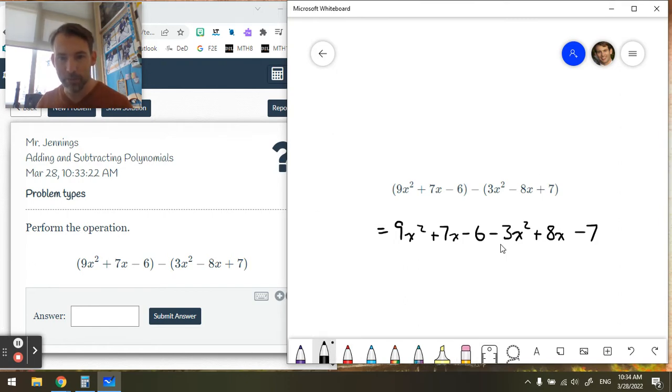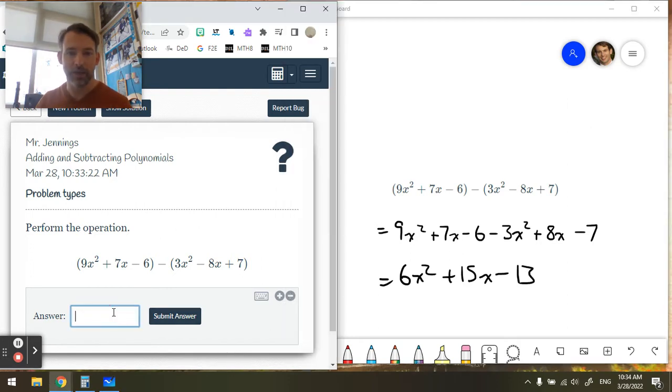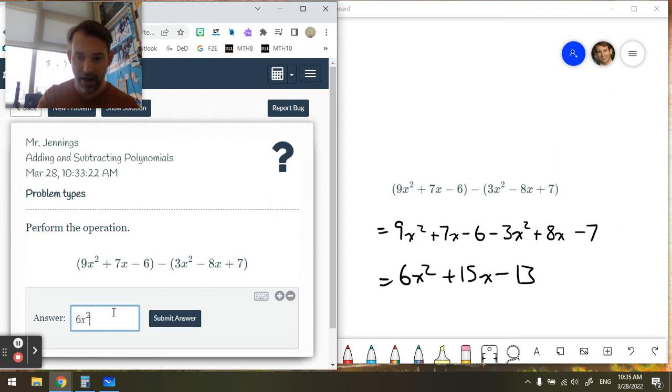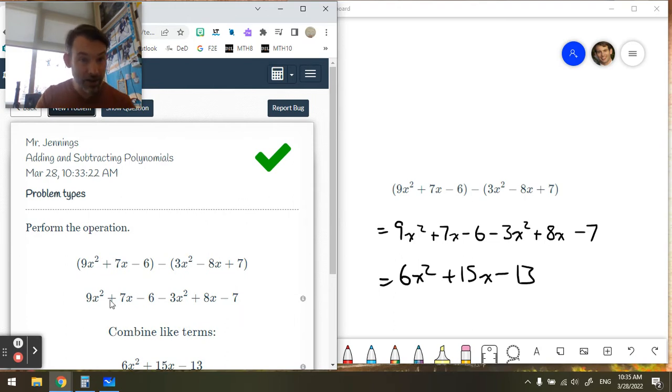Now I can collect my like terms. 9x squared minus 3x squared is 6x squared. 7x plus 8x is plus 15x. And minus 6 minus 7 is minus 13. Let's put that in and see what Delta Math thinks of that. Oops, minus 13. Hooray! Okay, let's do one more.